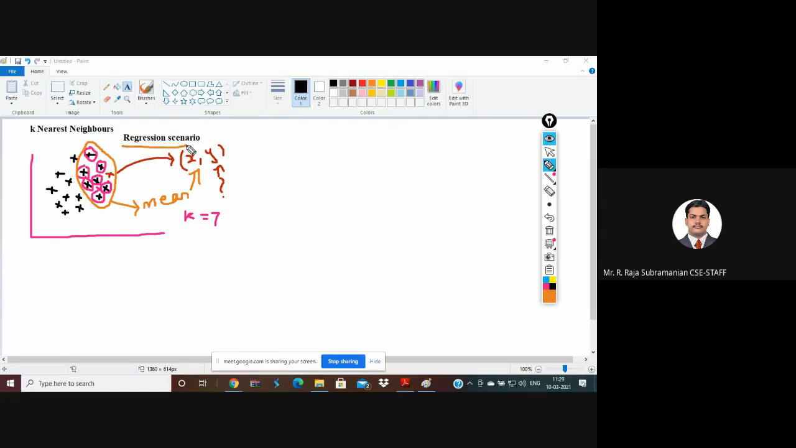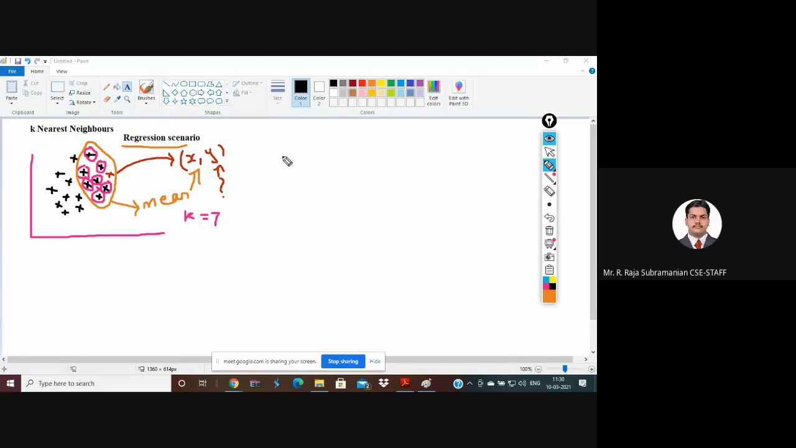I just take the distance, and I'll take the closer points for the red x, group all those closer points, and take the mean of those y values and say that will be the predicted y value for the new x which has come inside. So this is actually the regression scenario for the k nearest neighbors. Am I making that clear?